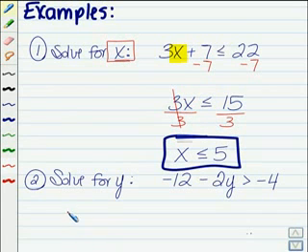Now, I've got another example here, and this is the one I want you to work through on your own. Do your best to go ahead and solve for y. When you've gotten your answer, click Continue at the bottom of the screen.